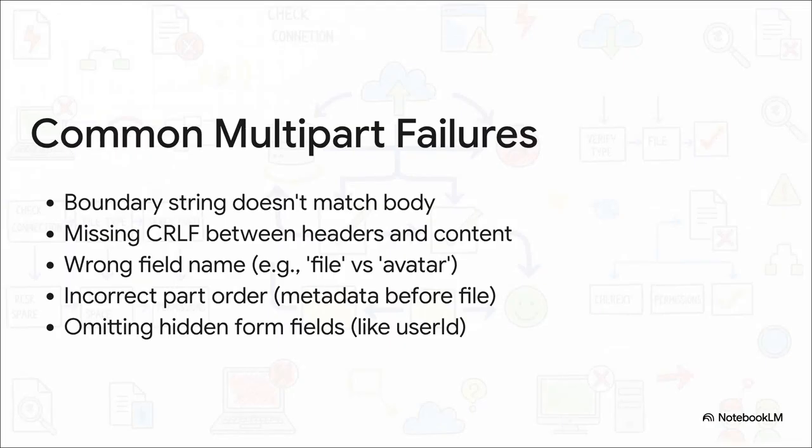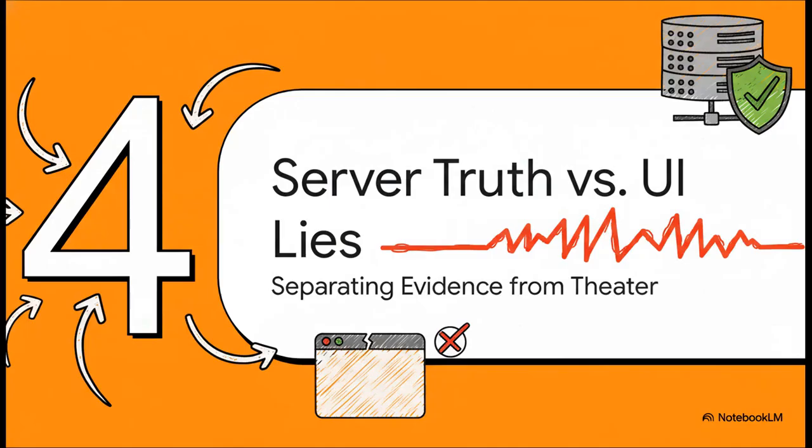And these are the tiny, maddening things that break it. A boundary string that's off by 1 character, a missing line break. But the absolute #1 killer is using the wrong field name. Don't guess and use file or upload. Capture a legitimate upload and look at the name attribute in the content disposition header. Is it file upload, avatar, user/photo? You have to use that exact name. Oh, and don't forget to include all those hidden form fields too. This leads us to probably one of the most important lessons in all of web security testing.